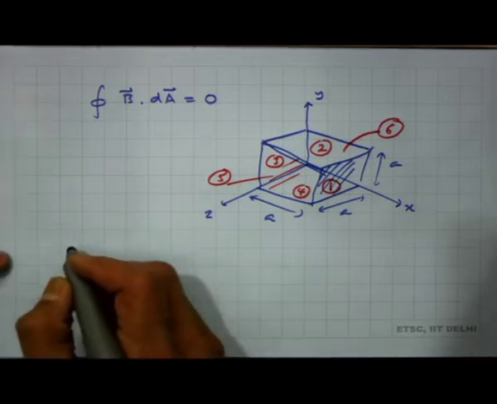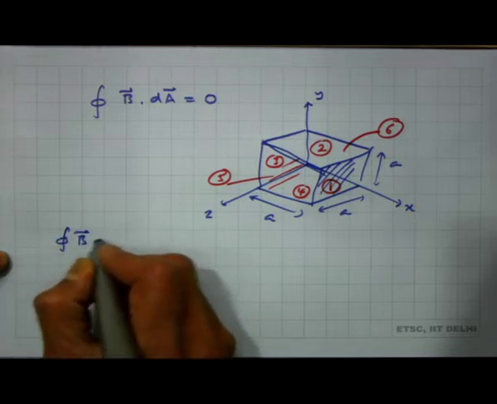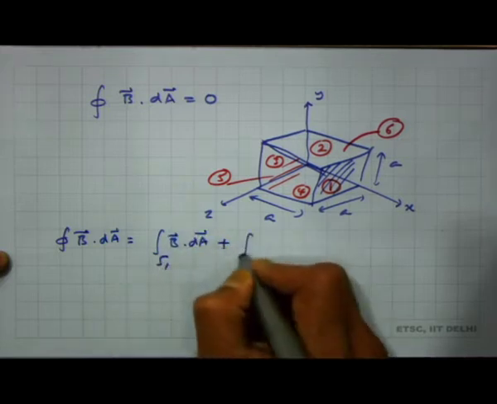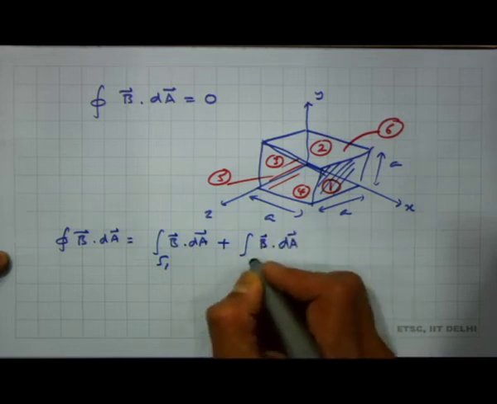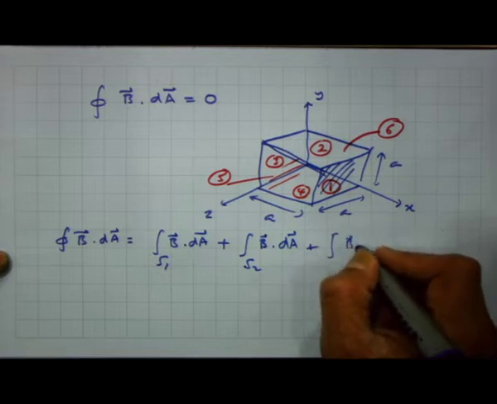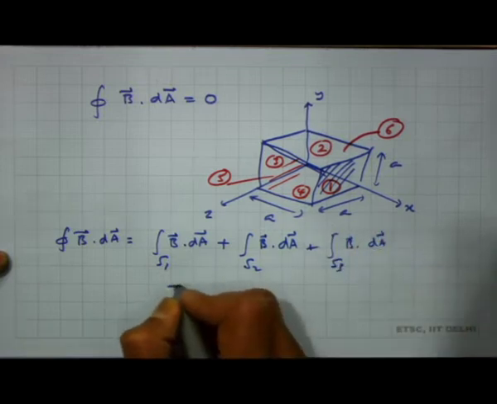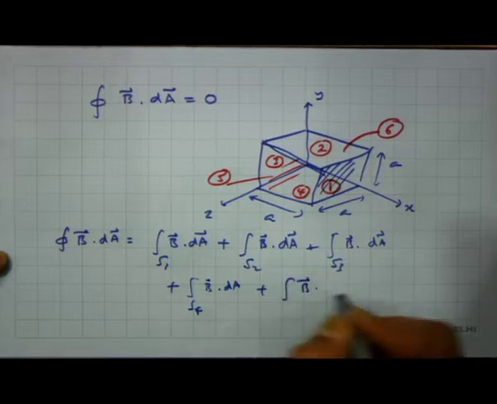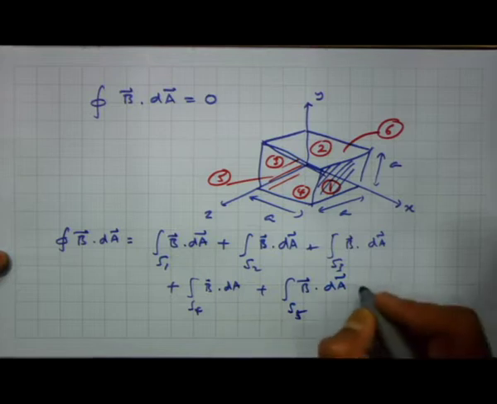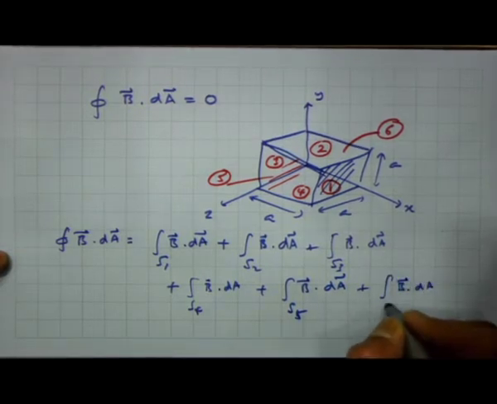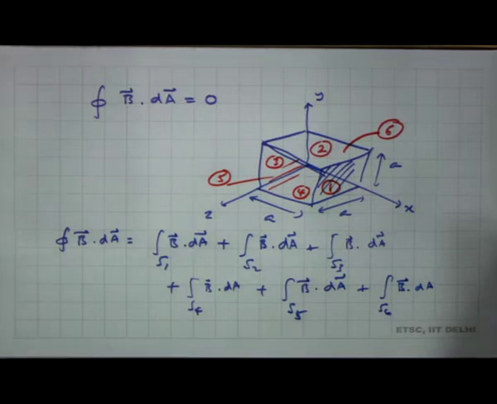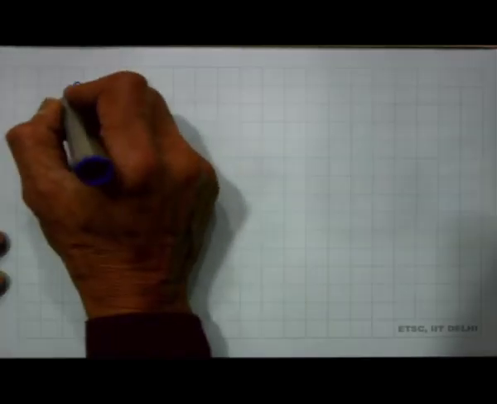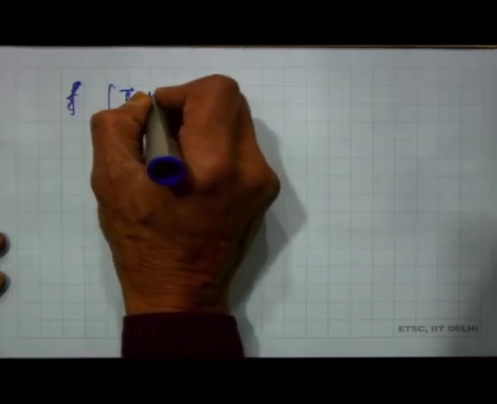So, let us start with the first surface. The total integral B dot dA is equal to integral B dot dA over S1 plus integral B dot dA over S2 plus integral B dot dA over S3 plus integral B dot dA over S4, and similarly integral B dot dA over S5 and S6. Okay, so, I need to calculate each of these integrals and check whether the sum is equal to 0. So, let us start with integral B dot dA over S1.